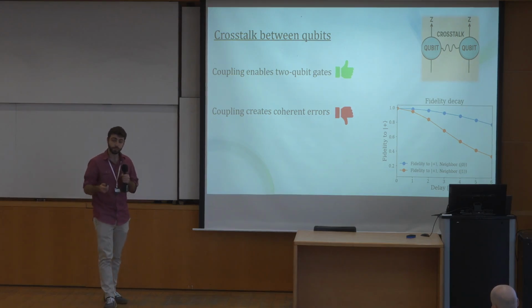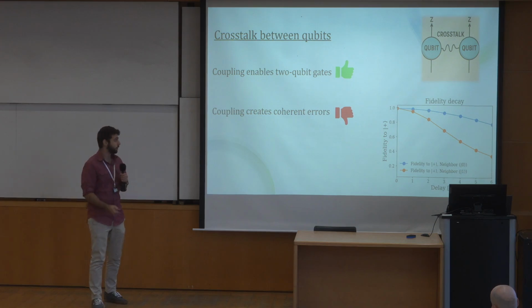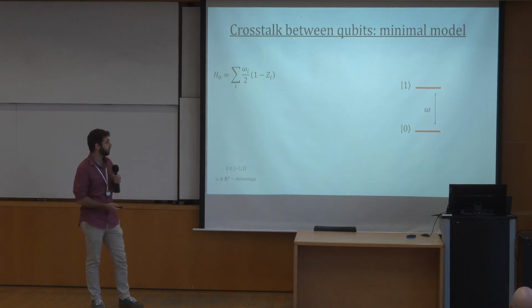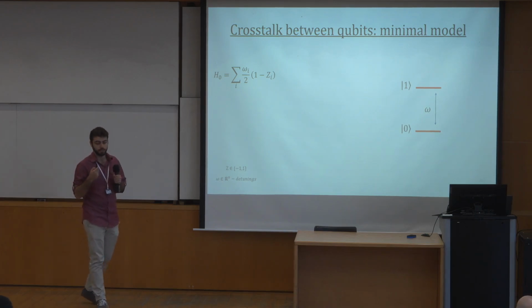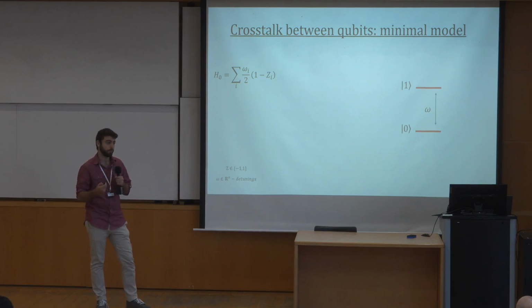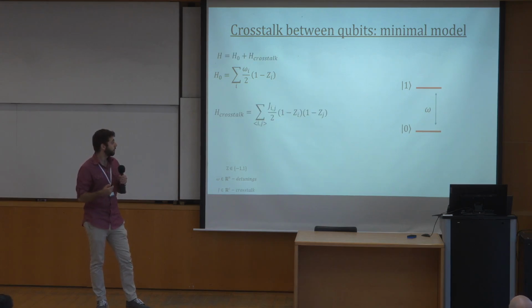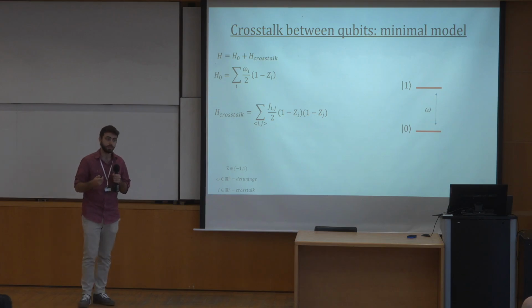So to explain this phenomenon, let's look at the simplest model we can think of. The Hamiltonian will be like that. First of all, we'll have the self-energies of each qubit in the system. We'll call it the detuning, omega. And we'll have the crosstalk terms, the coupling effect.